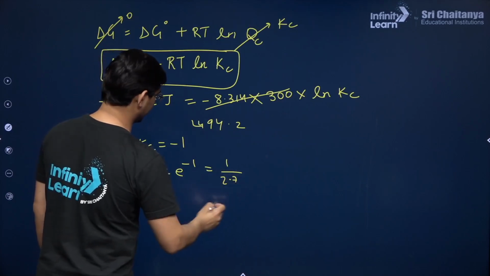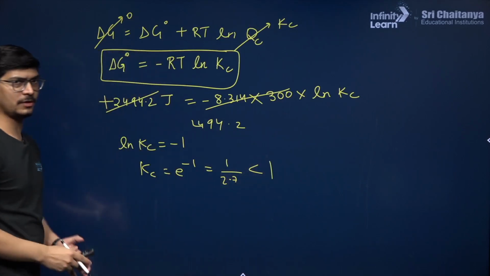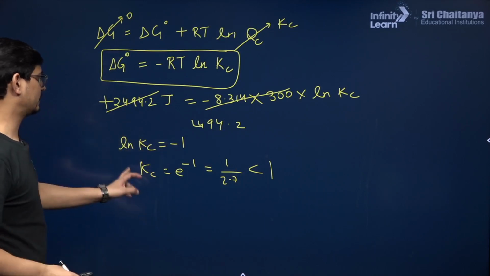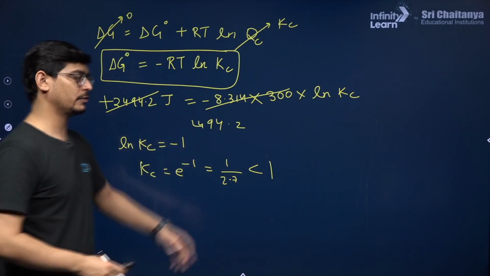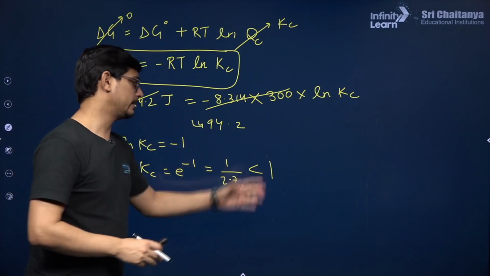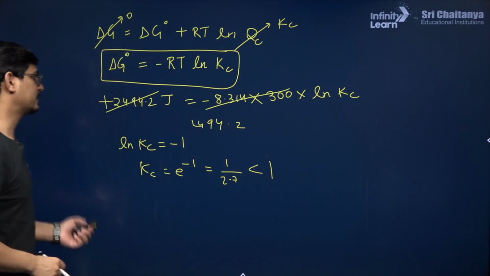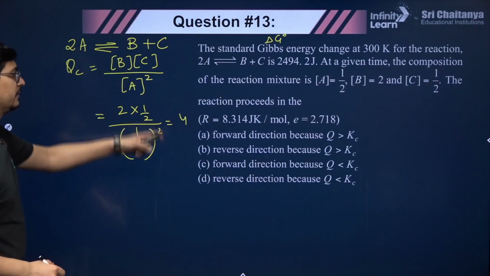So of course Kc is less than 1. You don't have to solve it, right? So ln Kc is minus 1, Kc is e raised to the power minus 1, which is 1 upon 2.7. That is, your equilibrium constant is less than 1, whereas Qc is 4.